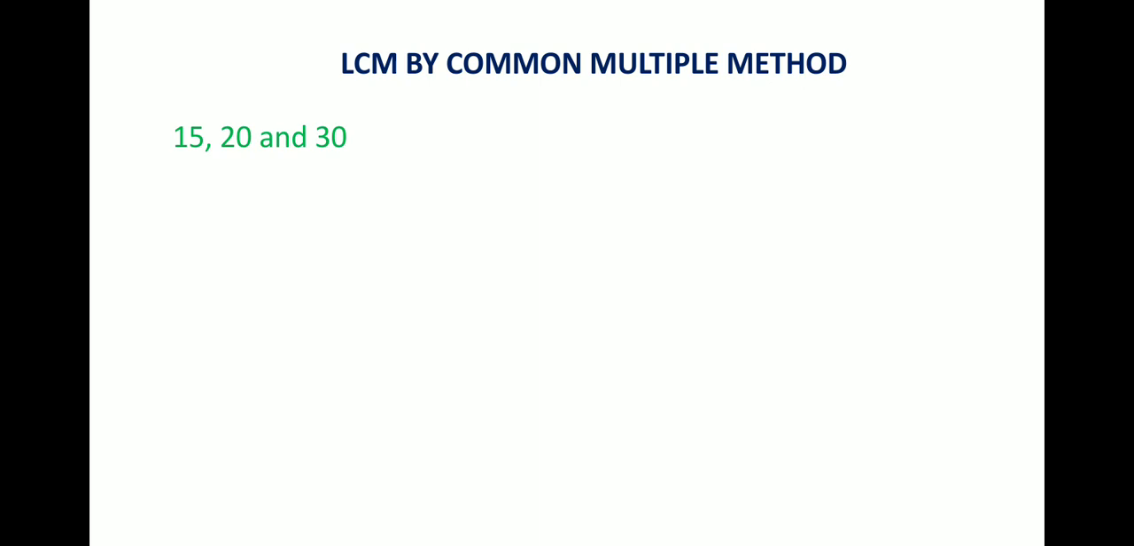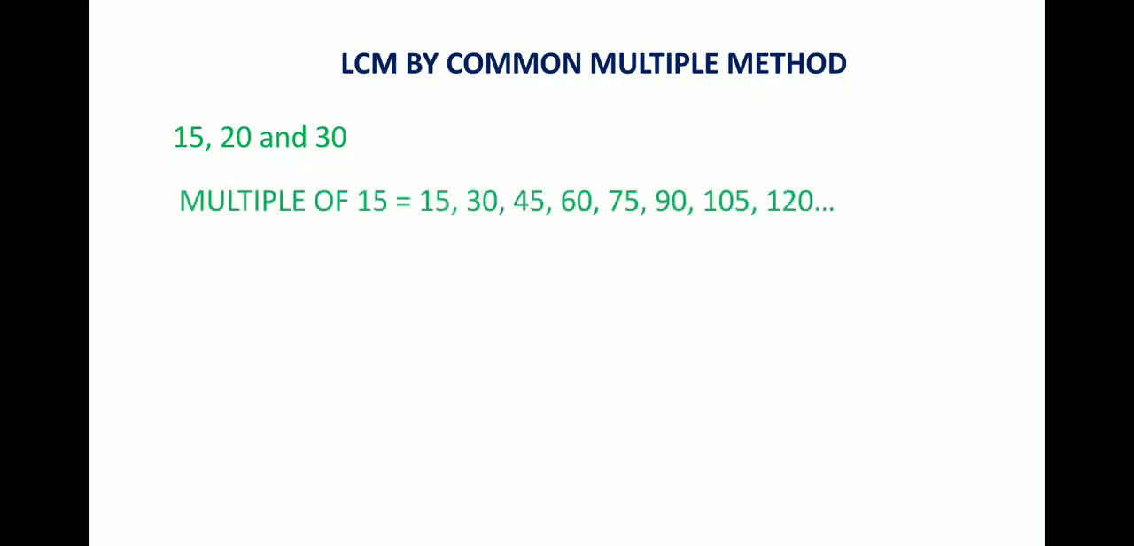So in common multiple method, as the name says multiple, so we'll find the multiples of these numbers. So firstly 15, the multiple of 15. Multiple means if you go through the table of 15, then these are the numbers that you will see. So 15 into 1 is 15, 15 2s are 30, 15 3s are 45, 15 4s are 60, 15 5s are 75 and so on. So these are the values or the multiples of 15.